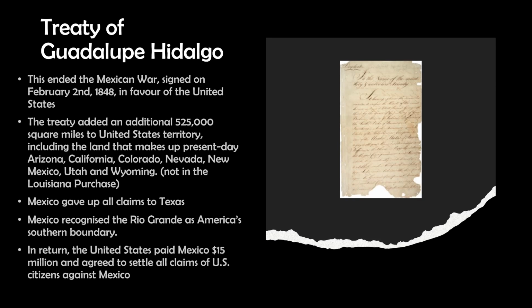These were the terms. It added an additional 525,000 square miles to the United States, which was land not in the Louisiana Purchase, including Arizona, California, Colorado, Nevada, New Mexico, Utah, and Wyoming. Mexico also gave up all claims to Texas, so Texas was all on its own. Mexico recognized the Rio Grande as America's southern boundary, and in return, the United States paid Mexico $15 million, essentially for Texas, and agreed to settle all claims of US citizens against Mexico.